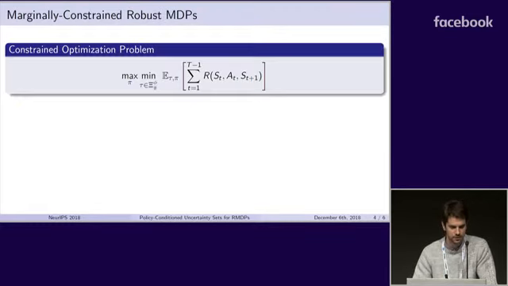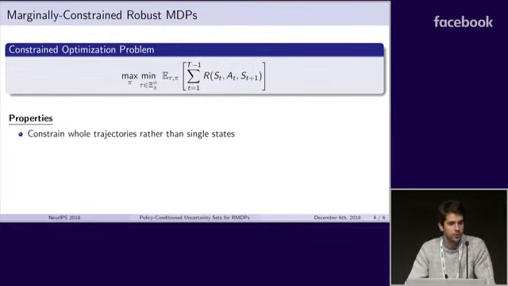Now, it turns out that the resulting robust optimization problem, so once again computing the optimal policy against the worst-case transition probabilities, where now these transition probabilities are forced to match or approximately match the feature expectations, has many interesting properties. First of all, we are now able to constrain whole trajectories rather than focusing on single states or single state action pairs. Thanks to these feature functions, we can now generalize across the state action space, something that is not possible using standard rectangular constraints.